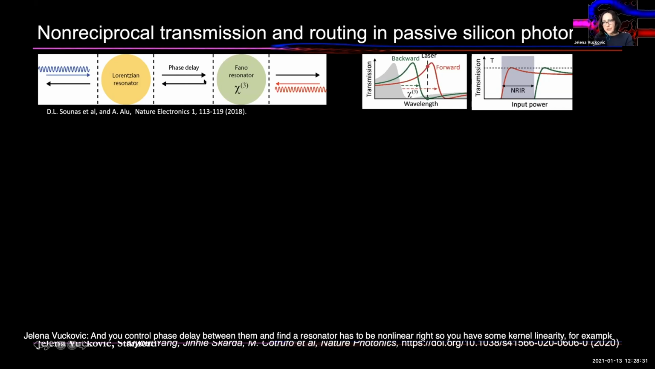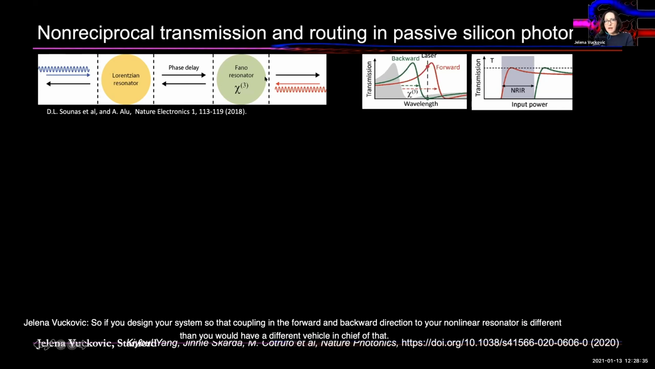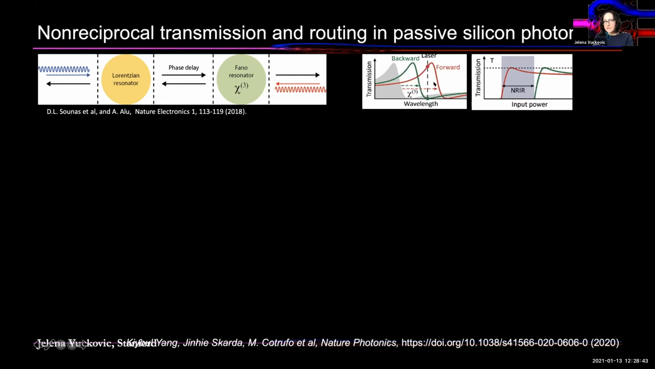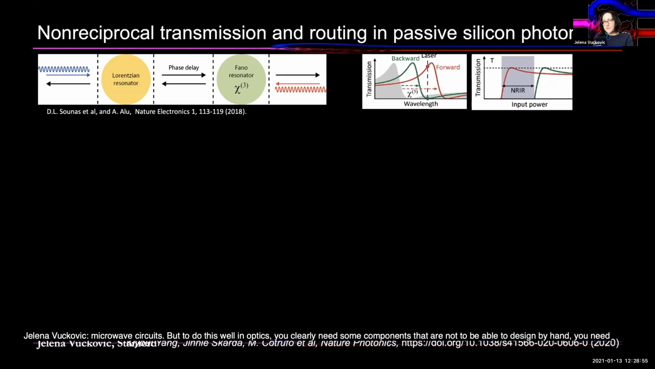So you have some Kerr nonlinearity, for example. If you design your system so that coupling in the forward and backward direction to your nonlinear resonator is different, then you would have a different wavelength shift of that Fano transmission. And at the frequency of your laser, you will have different transmission in the forward and backward direction. So it's quite a simple idea, and they demonstrated it in microwave circuits.